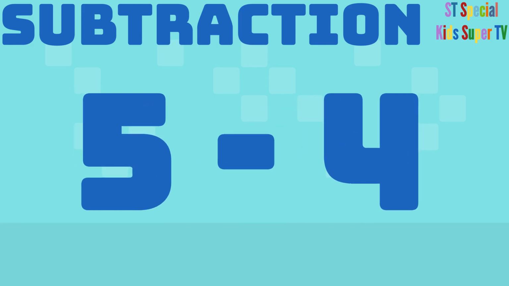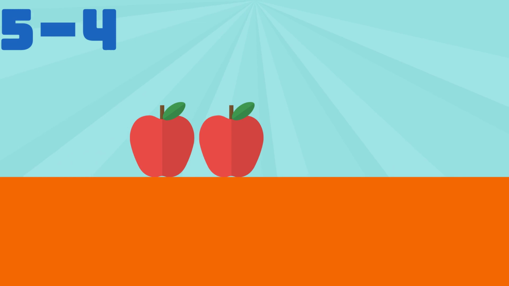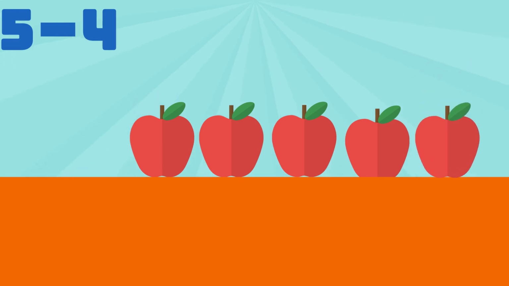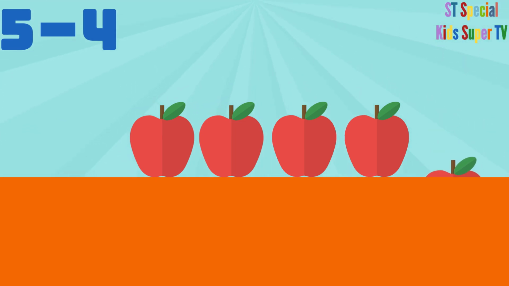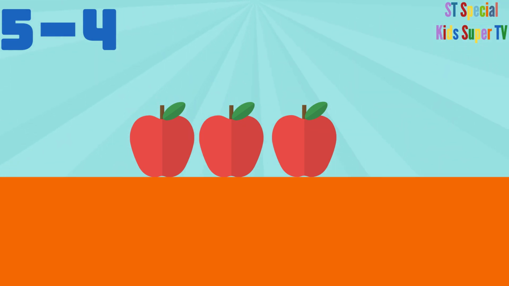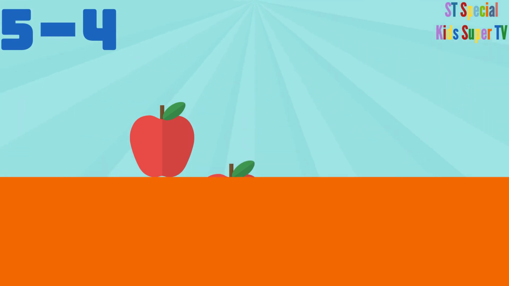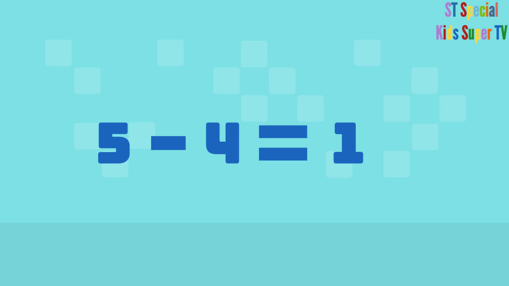Let's now calculate 5 minus 4. 1, 2, 3, 4, 5 apples minus 4 apples. So we take away 1, 2, 3, 4 apples. The answer is 1 apple. That means 5 minus 4 equals 1.